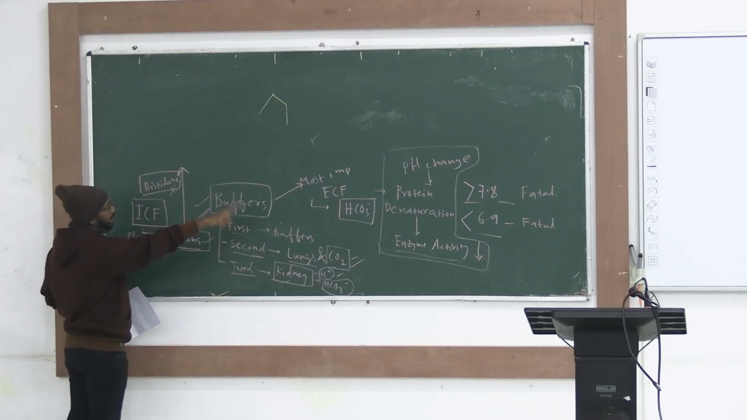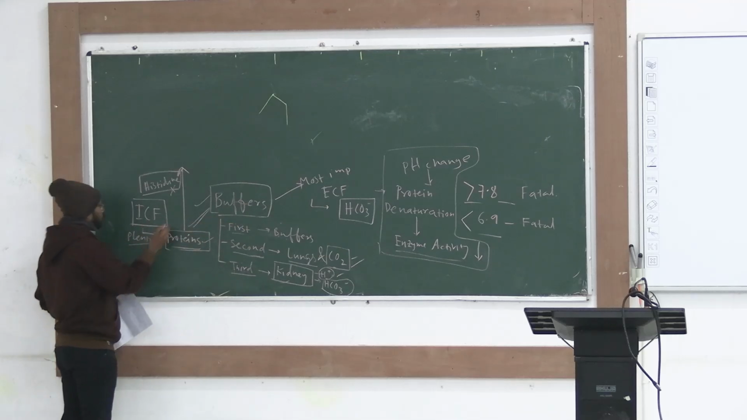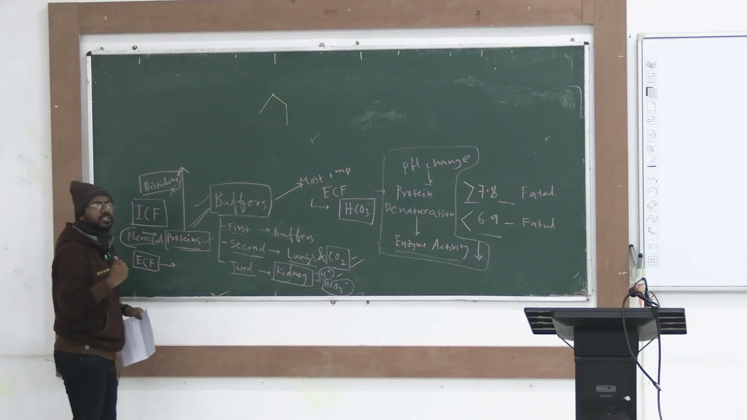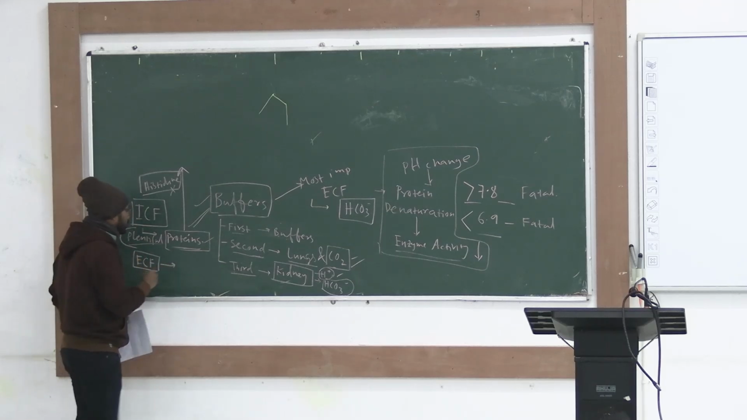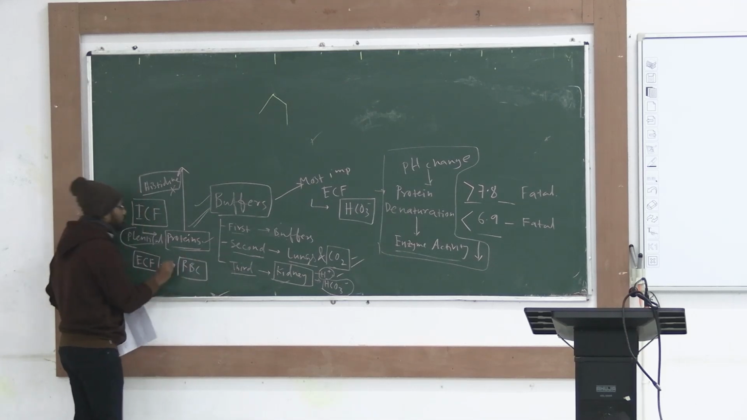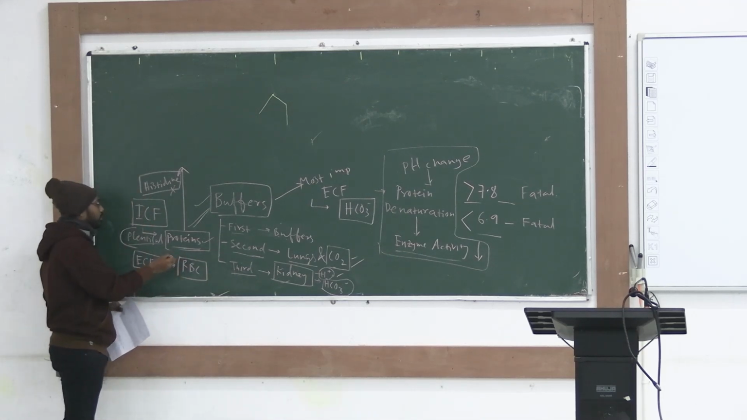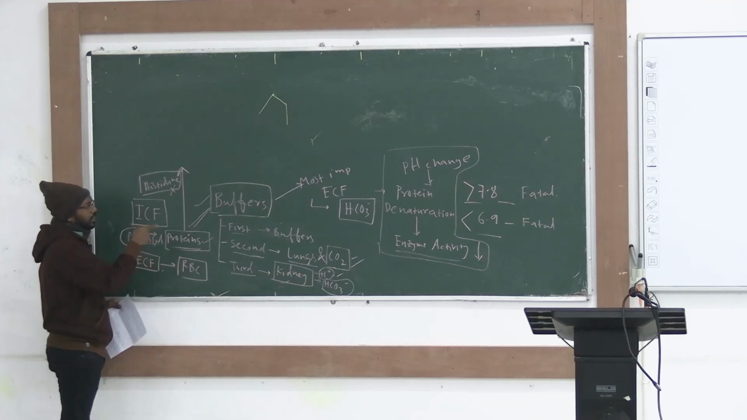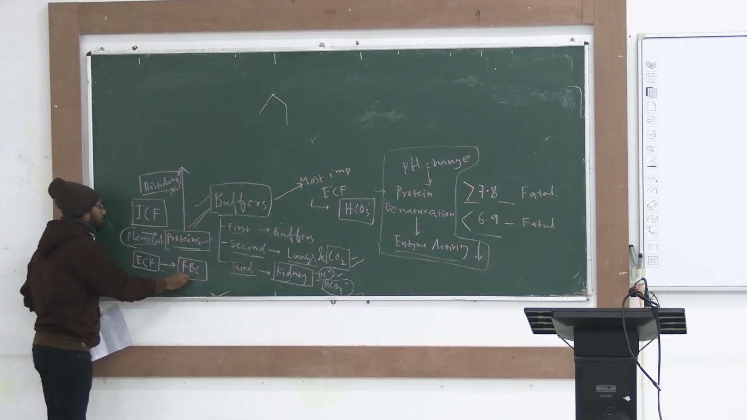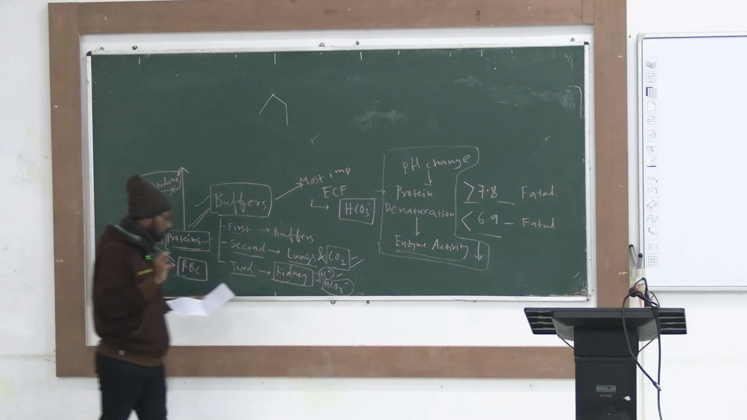So the most important in extracellular fluid is bicarb, but the most plentiful in extracellular fluid, easy to understand, is hemoglobin. So the RBCs are the most plentiful. They are the most in numbers which can act as buffers in extracellular fluid. Plentiful and most important are different. Bicarb is the most important buffer in ECF. RBCs are the most plentiful buffers in ECF. Right? These can come as short notes.